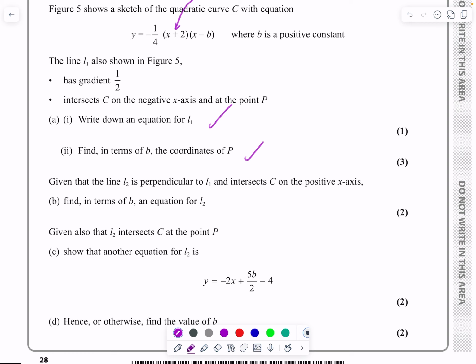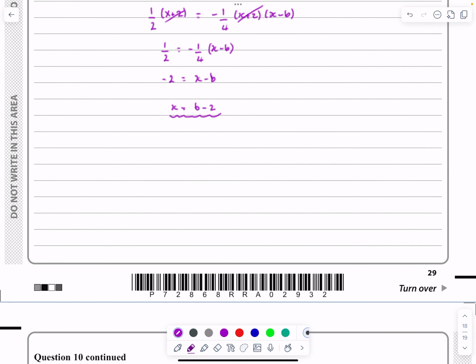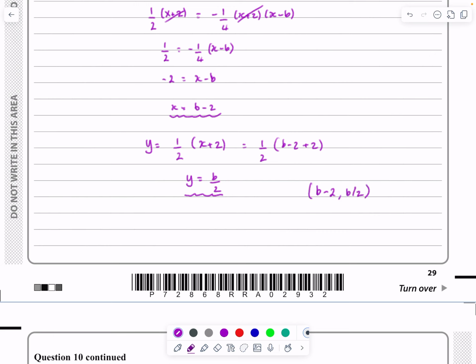I also need to find the coordinates, so I need to find the y value, so I'm not quite finished yet. If I want the y value, y is equal to, let's just put that back into the equation, half x plus 2, isn't it? That was the equation of the straight line, so that's going to be a half b minus 2 plus 2, well, that's going to give me half b. So y is equal to b over 2. So coordinates are b minus 2, b over 2. That's the coordinates for point P.